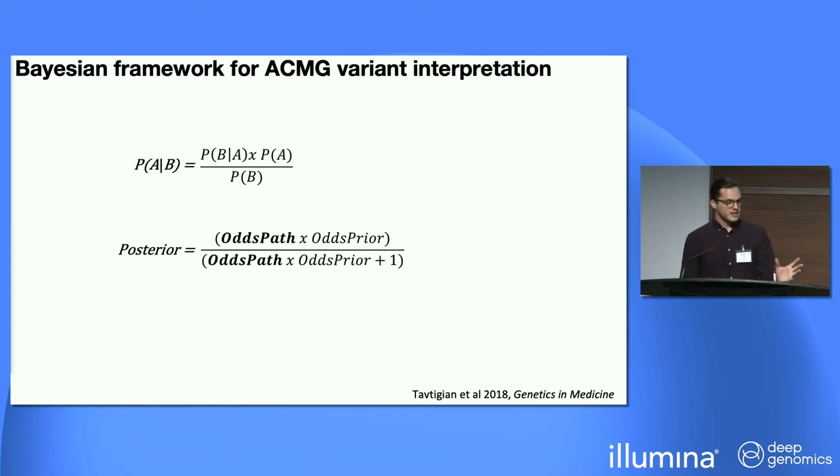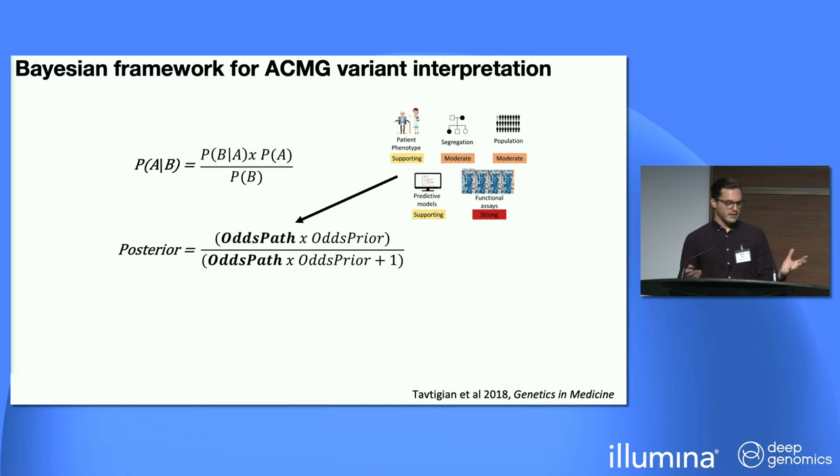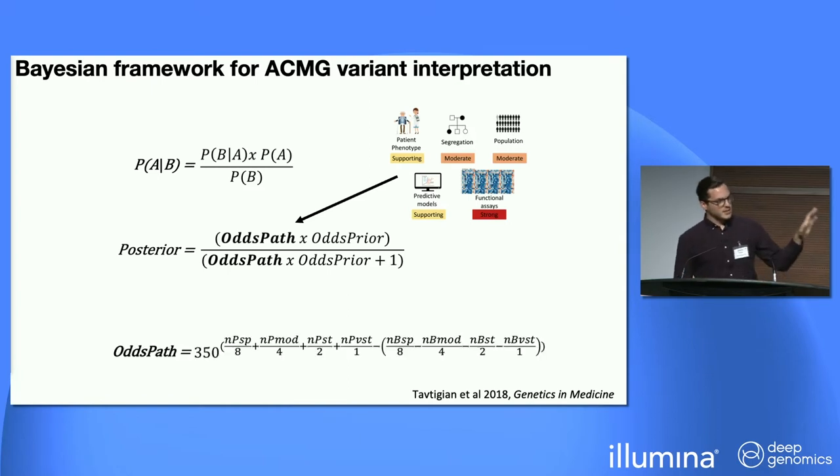And what this odds path is, is just an odds ratio, a way you can think of all of your pieces of evidence combined together. How do we actually calculate this? Now, unfortunately, I don't have time to go through the derivation of this odds path equation, but I'm showing it for a couple of reasons.